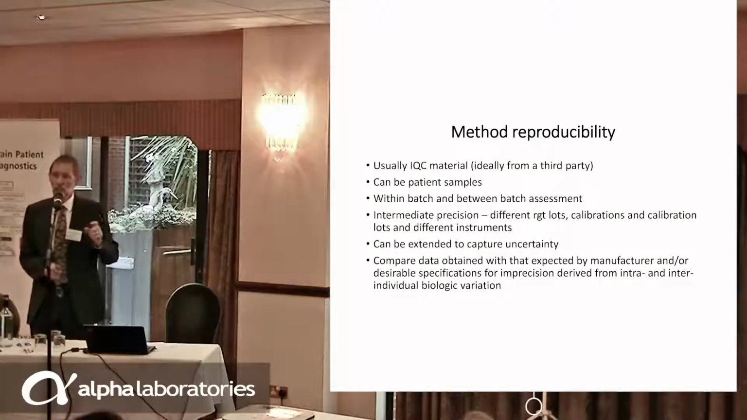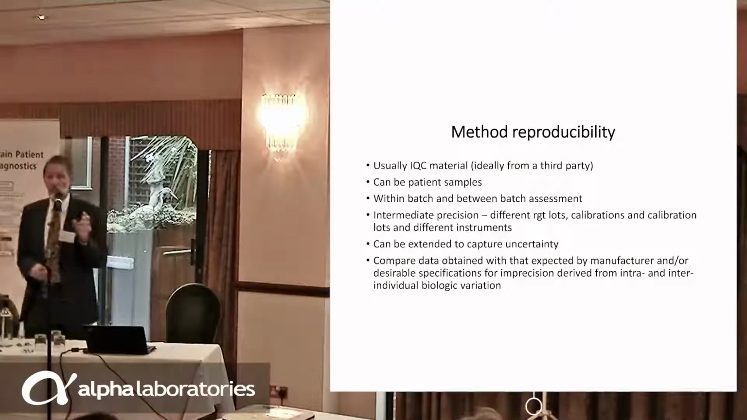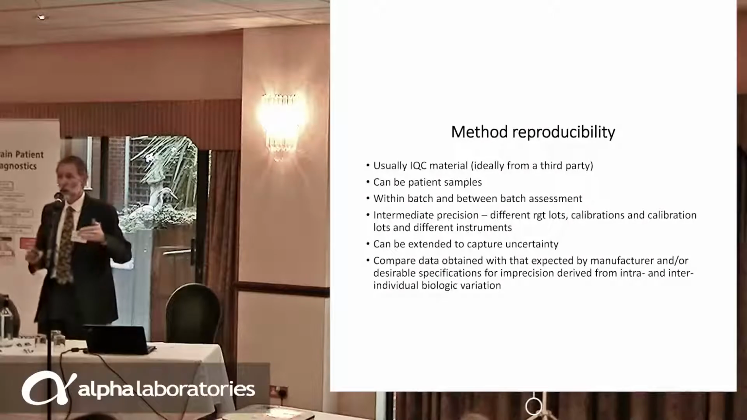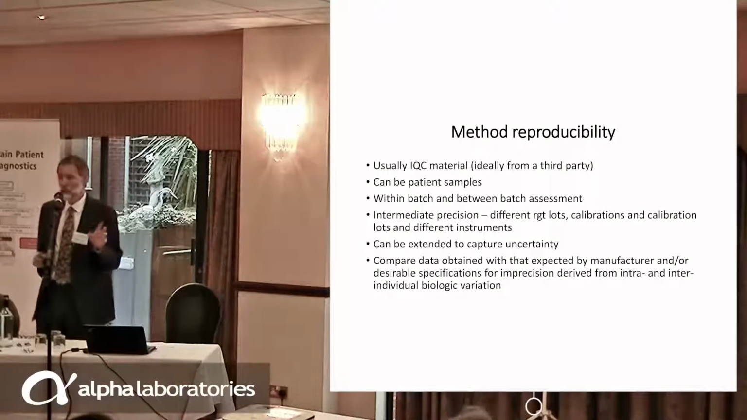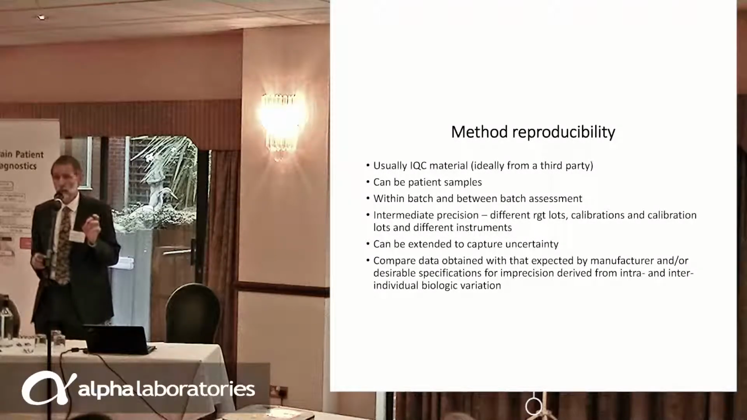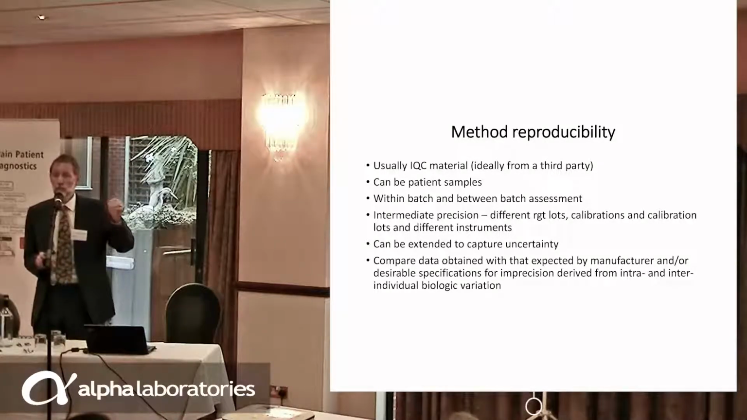Longer term, it's good to include intermediate precision. That's where you've taken into consideration that on your initial method introduction, you might only use 2 different lot numbers of reagent. Over a relatively short period of time, you may have only used 1 calibration and 1 calibration lot number. And of course, that's not the reality of the longer term and the performance of the method as it goes on in time.